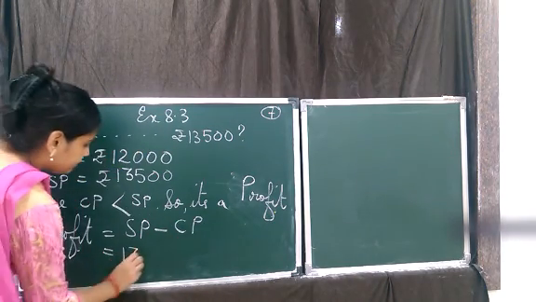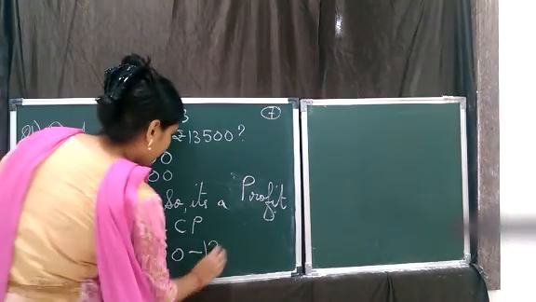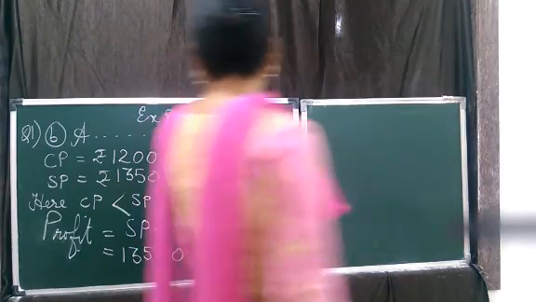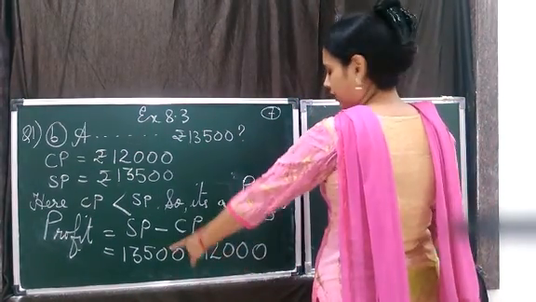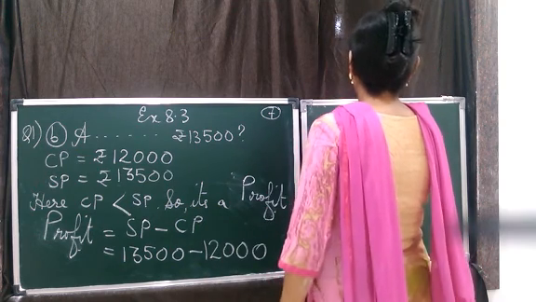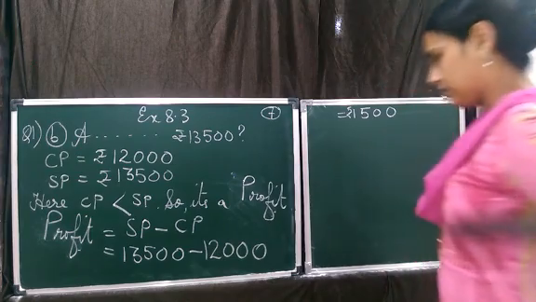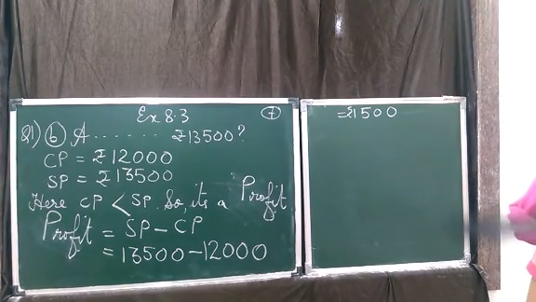Selling price 13,500 minus 12,000. Now, when you subtract 13,500 and 12,000, you get 1,500. 1,500 is your answer.